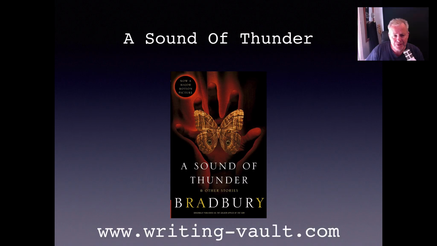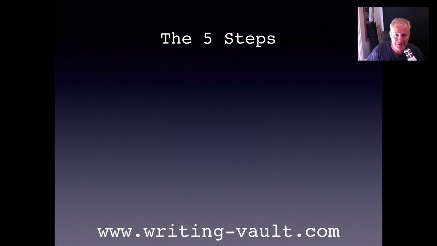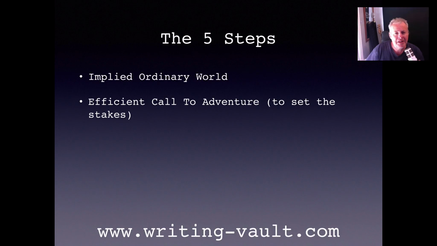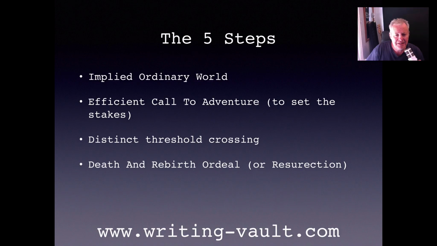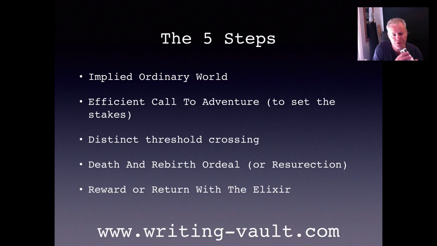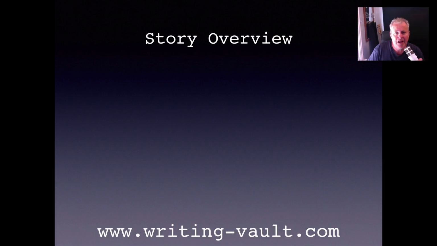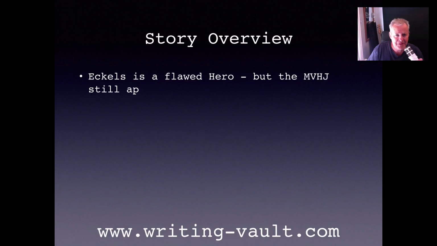If you've not read the story, read the story and come back to the video because there's going to be massive spoilers. Just a quick reminder of the 5 steps of the minimum viable hero's journey. There's the implied ordinary world. There's an efficient call to adventure to set the stakes. There's a distinct threshold crossing, there's a death and rebirth ordeal or resurrection, and there's a reward or return with the elixir.